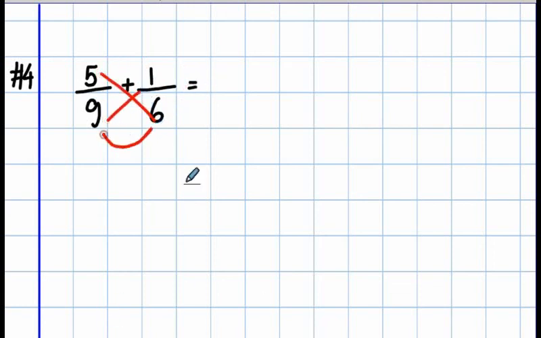Here we go. Example 4. 5 over 9 add 1/6. So, here we go. So, top left times bottom right. 5 times 6 is 30.